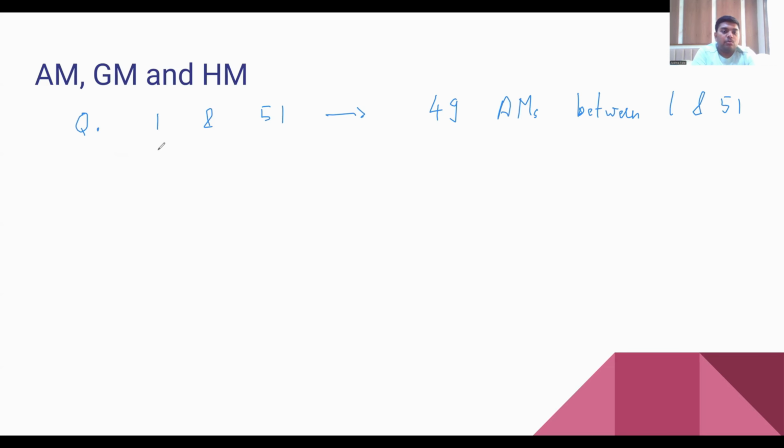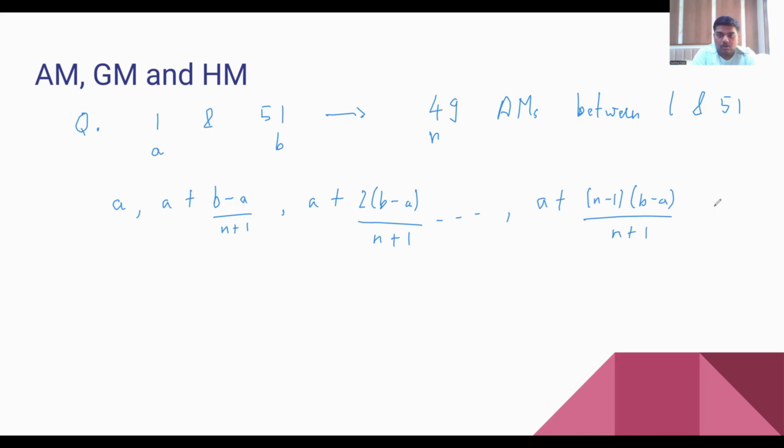Whenever you are given two numbers A and B, you can find n arithmetic means between them as A, A plus (B minus A) divided by (n plus 1), A plus 2 into (B minus A) divided by (n plus 1), and so on up to A plus n into (B minus A) divided by (n plus 1), B. So these are the 49 terms that will be incorporated in here.